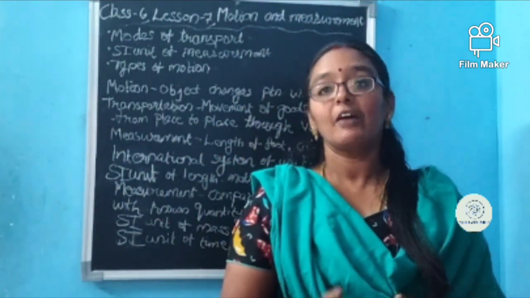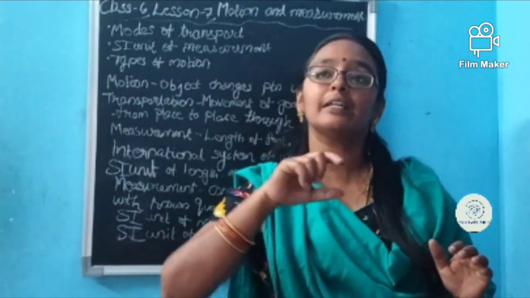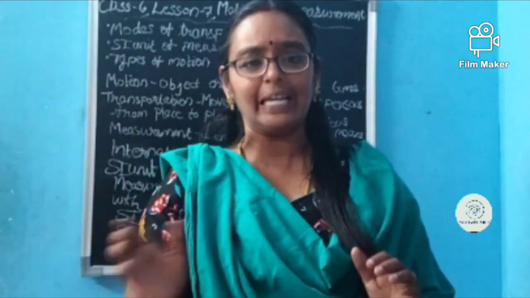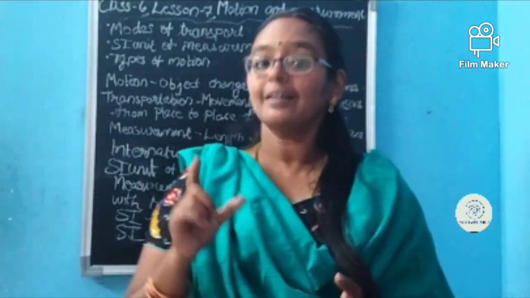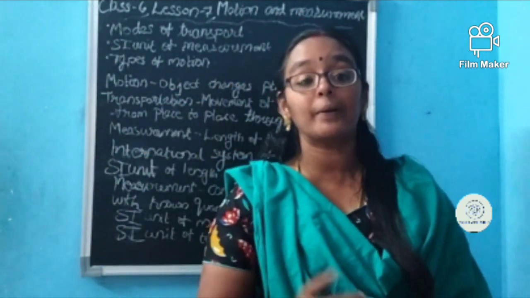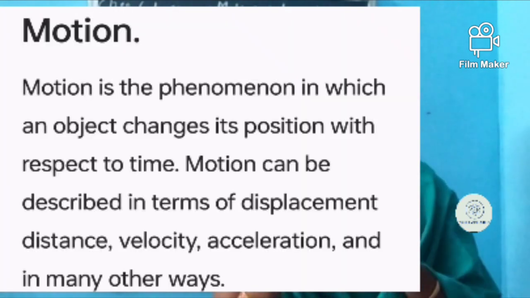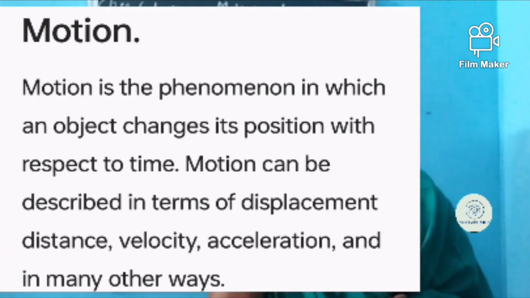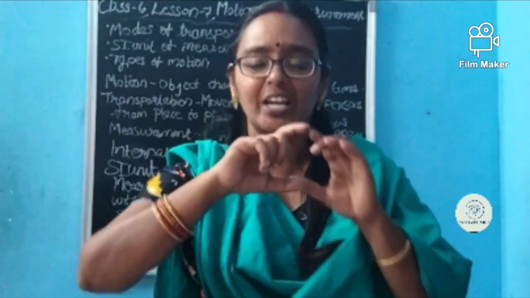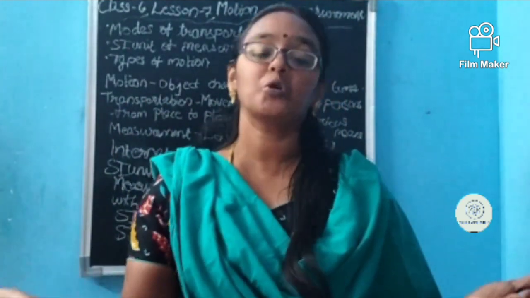Change in position. When you are writing what is motion, if you say it is a phenomenon of change in position, it is wrong, or it is only partially correct. Actually, the answer is: the phenomenon by which an object changes its position with respect to time. If the object is changing its position with respect to time, we are saying it is motion.